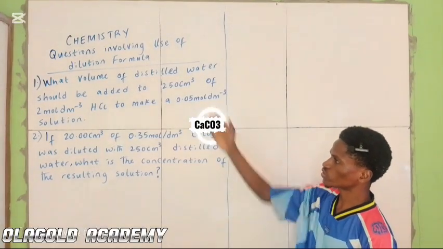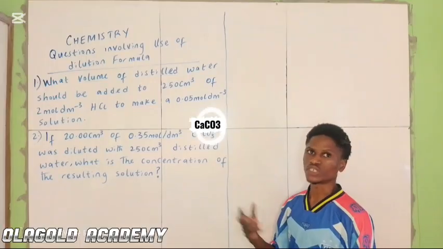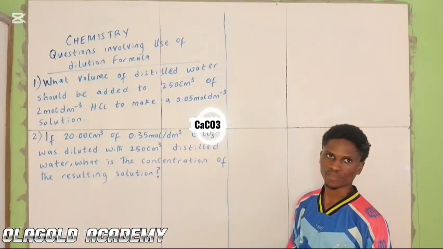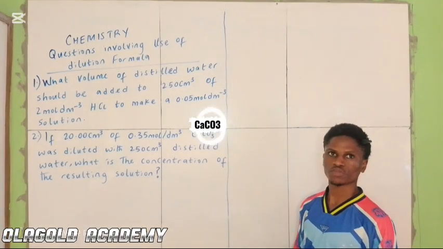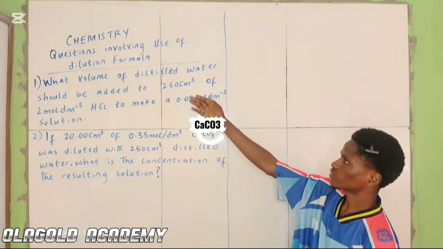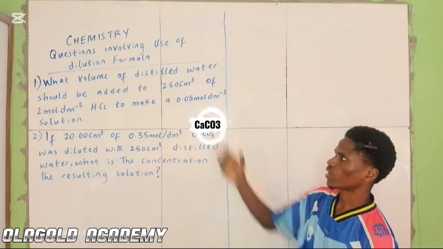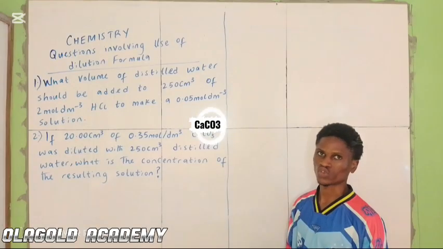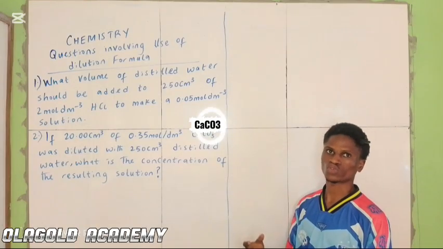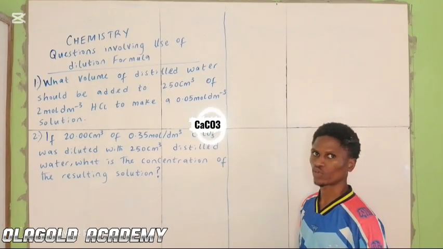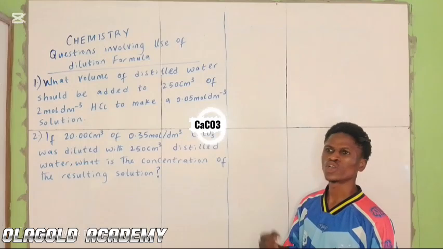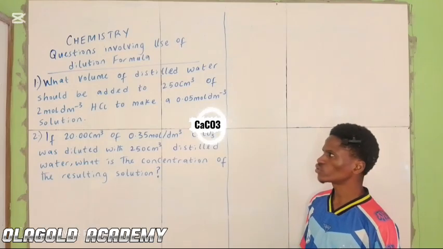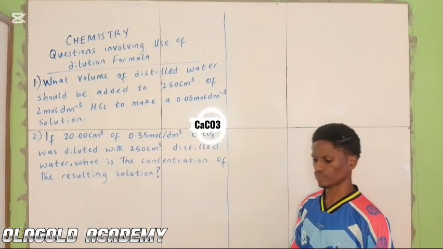Now, these questions here can be solved in two methods. I'm going to use the first method, which is the use of dilution formula, and also I will make use of the normal method, which is concentration equal to mole over volume. Now, without wasting our time, let's quickly go into the calculations.